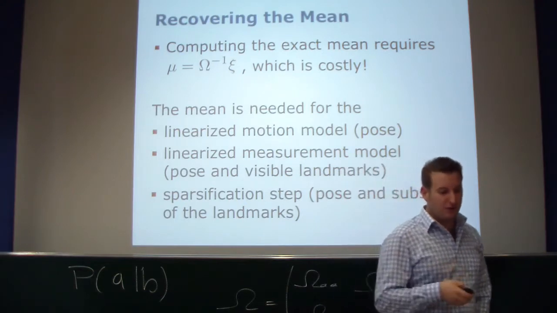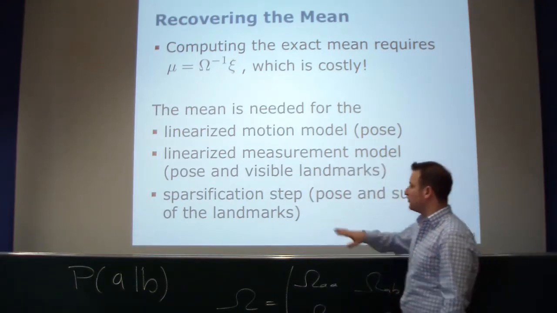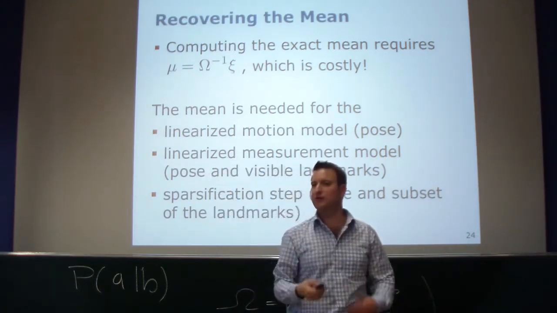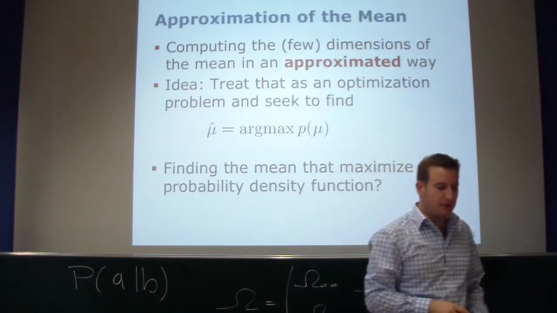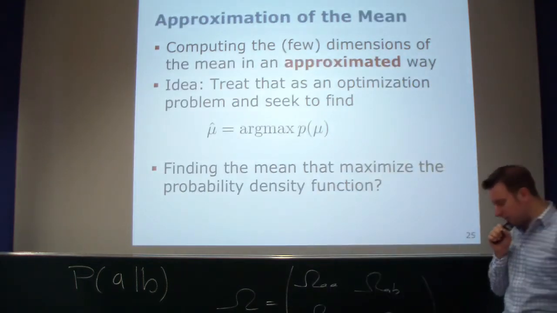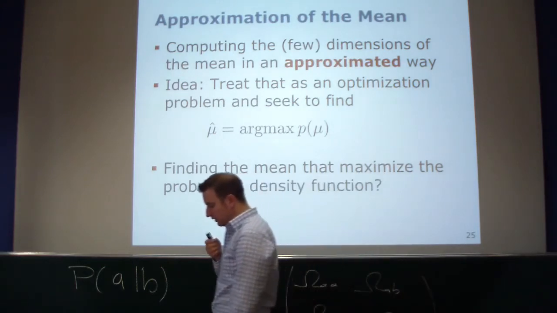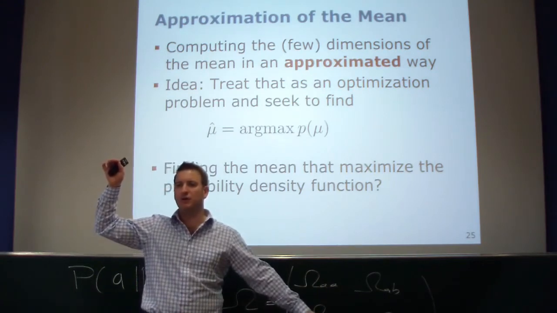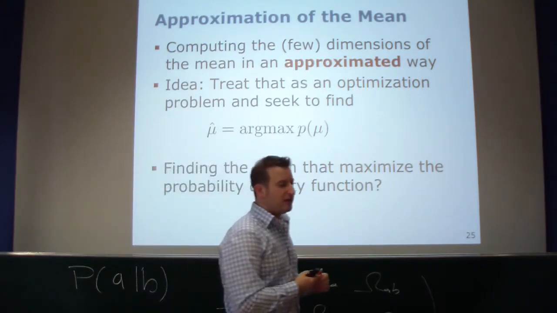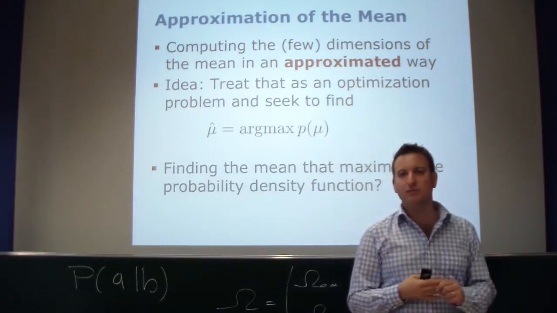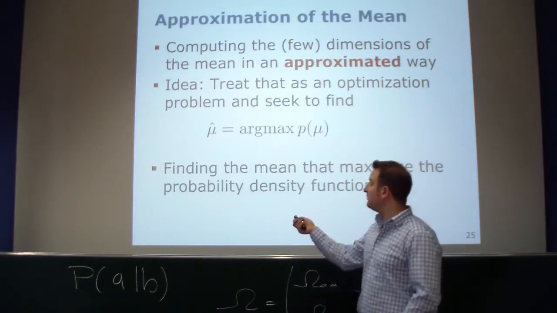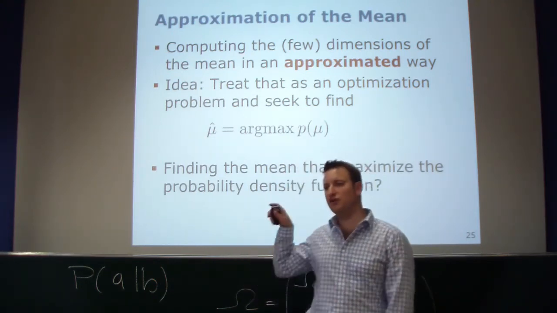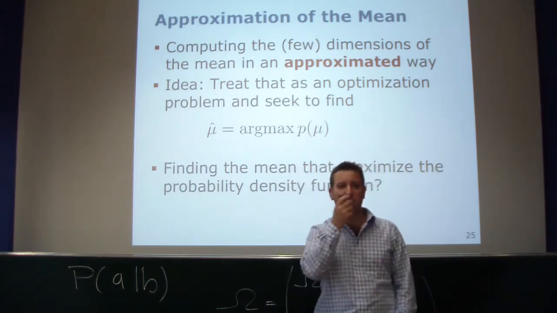And I said I already did an approximation in the sparsification step, so let's not compute this term here exactly, let's also introduce an approximation. So let's compute an approximation, especially since we only need a small part of the mean vector and not the whole mean vector. So we don't care about all the passive features in here. We only need it for small stuff. We can treat that as an optimization problem and simply say, we want an estimate of the mean, which simply is the maximum of the probability distribution. Given that it's a Gaussian over here, the maximum value of the Gaussian is at the mean.